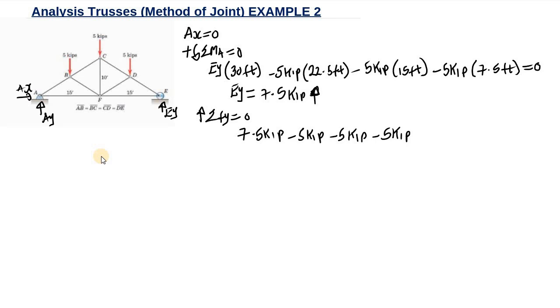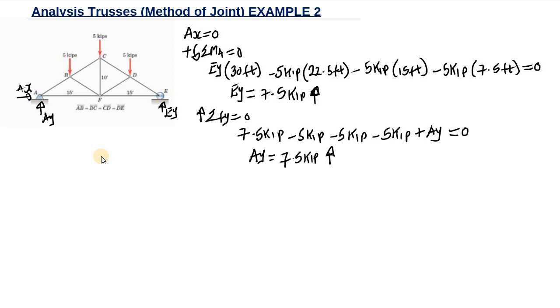Then we're having AY, which is the value we want to calculate. This is positive AY because we assume it to be acting upward, and this is going to be equal to 0. Now you can easily calculate AY. If you calculate it, you're going to get AY is also equal to 7.5 kip. You can do this using your calculator. It's very easy. Because we're having a positive value, our assumption is right, this is indeed acting upward. Now we know the support reactions. We know AX is equal to 0. We know EY and AY are both equal to 7.5.